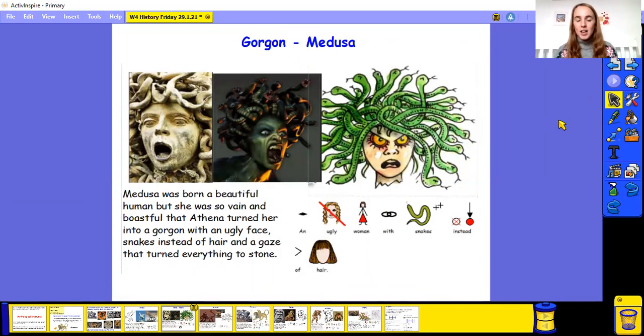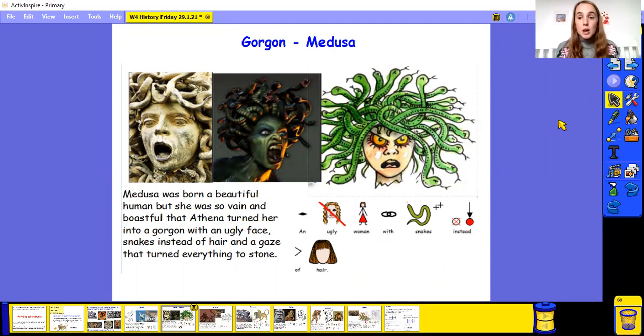Now, the next one, I hope you remember this one from the myth that I told you about last week, is the Gorgon Medusa. So the type of creature is Gorgon, and her name was Medusa. So we are humans, and my name is Miss Whitehouse. They are Gorgons, and her name is Medusa. So the actual creature is a Gorgon.